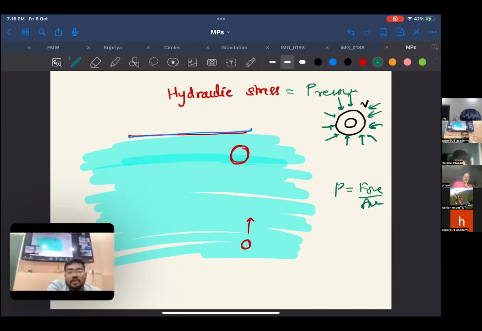It is just the pressure, P. Hydraulic stress acts on all sides. Write: hydraulic stress acts on all sides. Done. Now we'll go to strain, and we will go to Hooke's law, and then probably that's it for today.